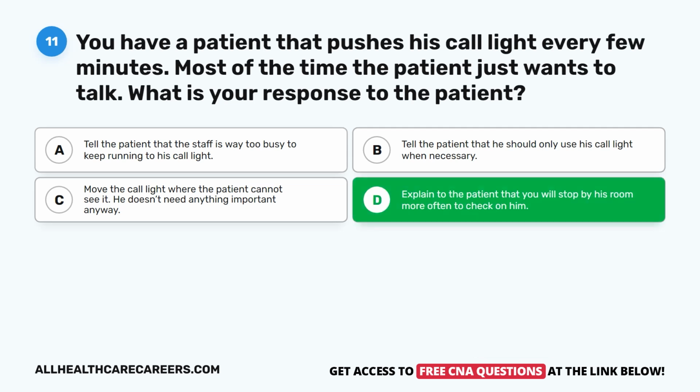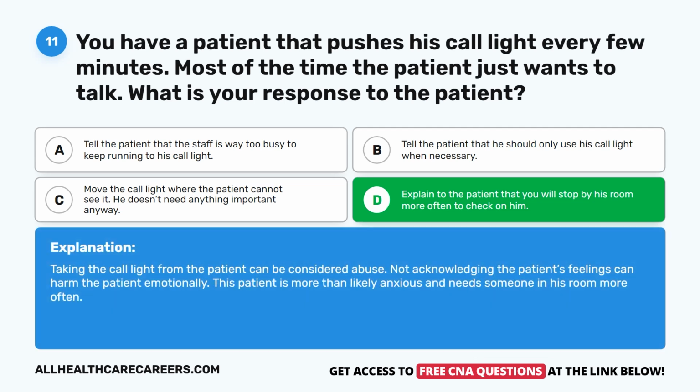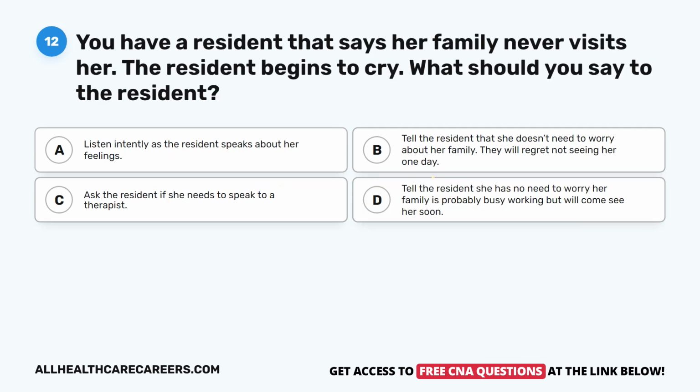The correct answer is D. Explain to the patient that you will stop by his room more often to check on him. Taking the call light from the patient can be considered abuse. Not acknowledging the patient's feelings can harm the patient emotionally. This patient is more than likely anxious and needs someone in his room more often.